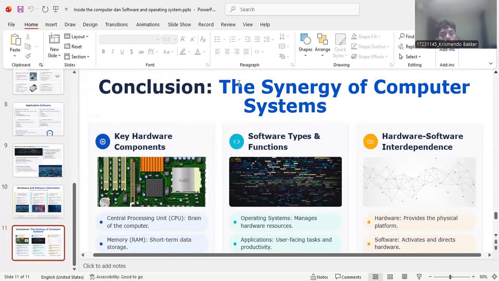Conclusion: the synergy of the computer system. Key hardware components: the central processing unit, or CPU, the brain of the computer, and memory, or random access memory, short-term data storage. Software types and functions: the operating system manages hardware and resources, and applications handle user-facing tasks and productivity. Hardware-software interdependence: hardware provides the physical platform, and software activates and directs hardware.